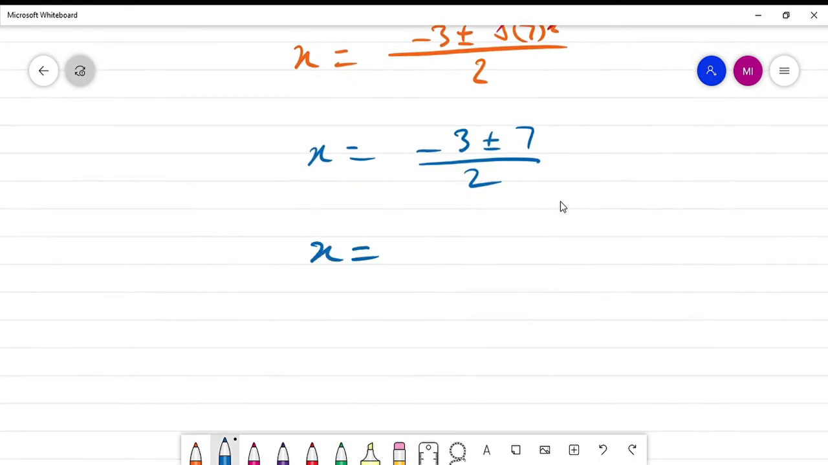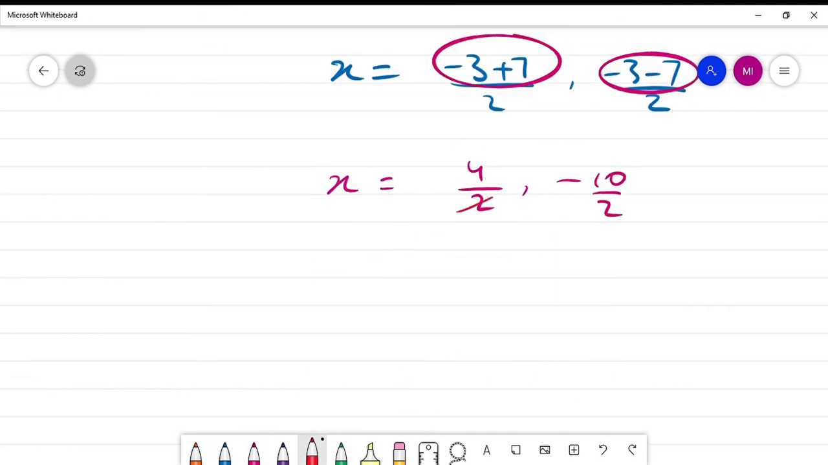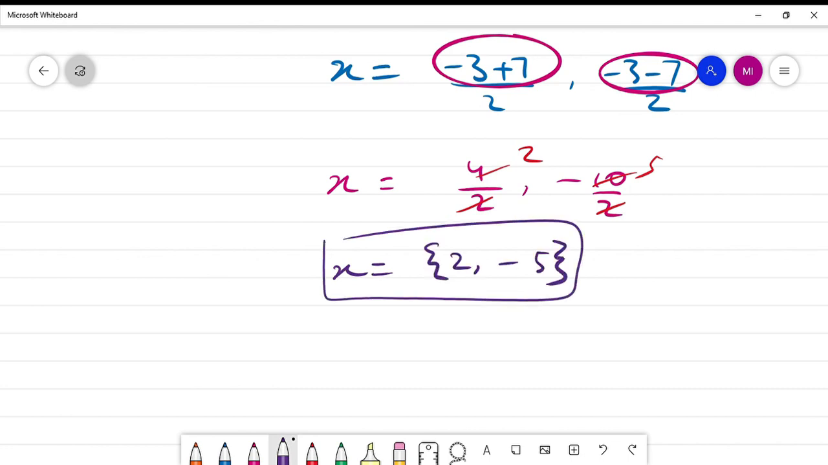And x is equal to negative 3 plus 7 divided by 2, or negative 3 minus 7 divided by 2. X is equal to negative 3 plus 7 is 4 divided by 2, and negative 3 minus 7 is negative 10 divided by 2. So 2 and 4 cut out, we get 2. 2 and 10 cut out, we get 5. X is equal to 2 and negative 5. That's 2 of the values of x.